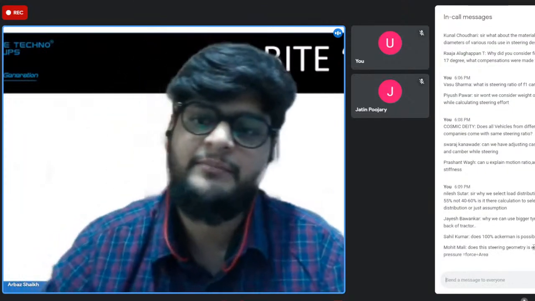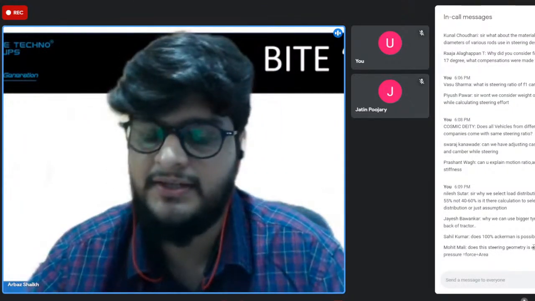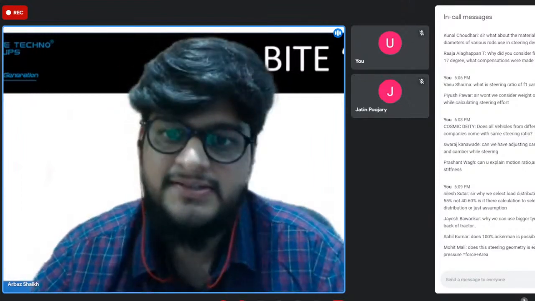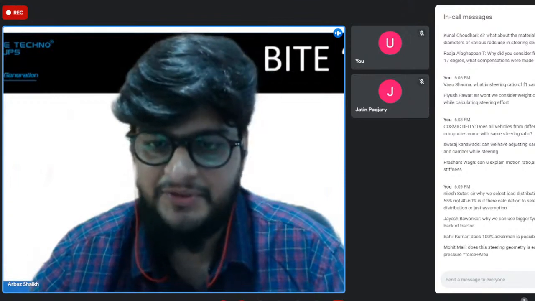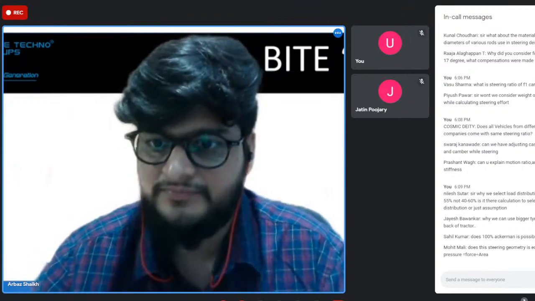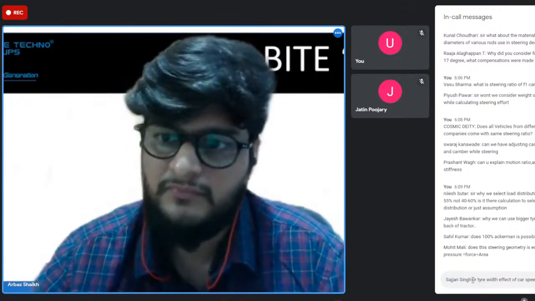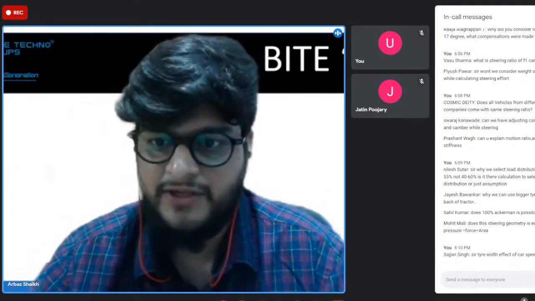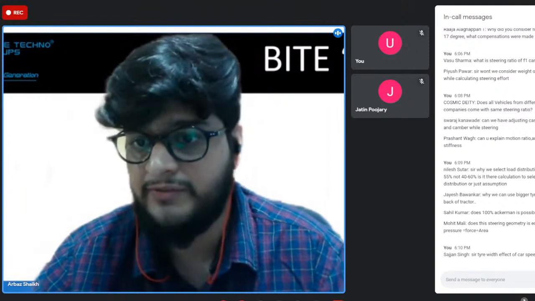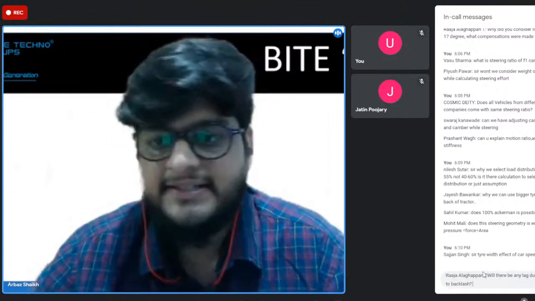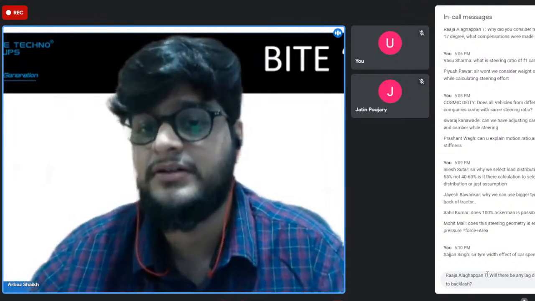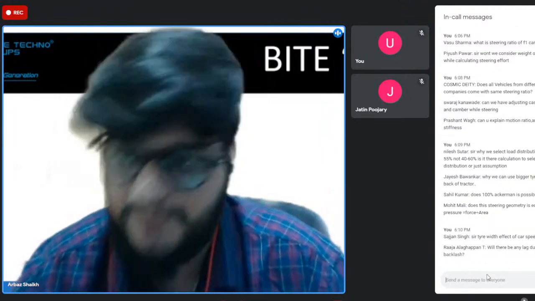Swaraj is asking, can we have adjustable camber and caster while steering? No, in motion it is very difficult to have adjustable camber and caster. Although there are some mechanisms you can make, it is never safe. Nilesh is asking why you selected the load distribution of 45-55, why not 40-60? It is just an assumption, not a calculation. You can assume it to be 40-60 also, and calculate it for your own vehicle.